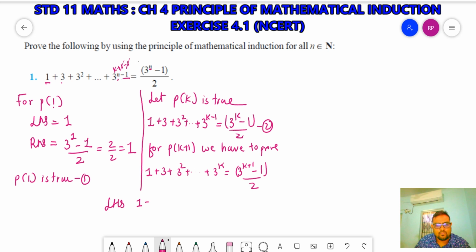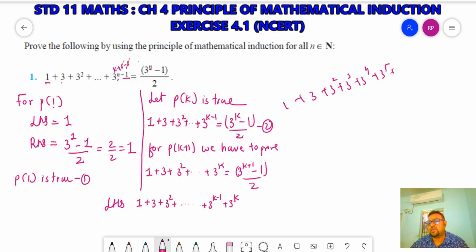See, that will be 1 plus 3 raised to 1 plus 3 square plus 3 cube plus 3 raised to 4, finally up to 3 raised to k. Now which will be the term before 3 raised to k? This will be 3 raised to k minus 1. Like see, if I extend this, 1 plus 3 plus 3 square plus 3 cube plus 3 raised to 4 plus 3 raised to 5 up to 3 raised to k. So see, term before 3 raised to 5, 5 minus 1, 4. Before that, 4 minus 1, 3. So before k, it will be k minus 1.